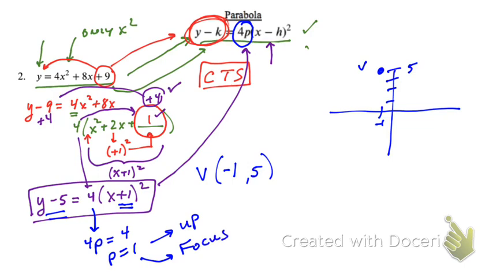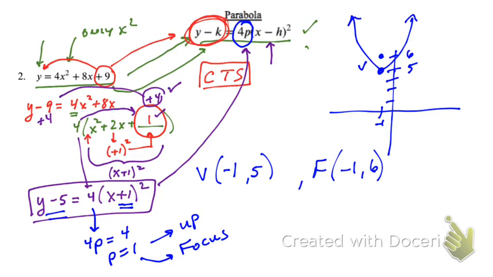The focus is 1 unit away up, because now we know our parabola has to open up, and our focus then would be 1 unit away, sitting right there at 6. Or actually, what would the coordinates of our focus be? It'd be -1, 6.